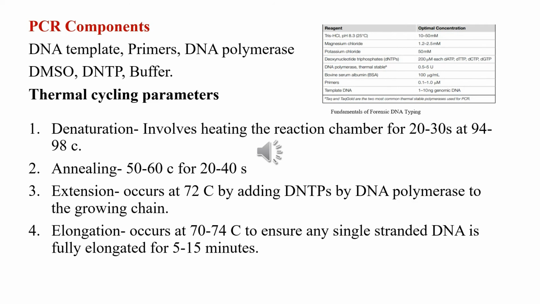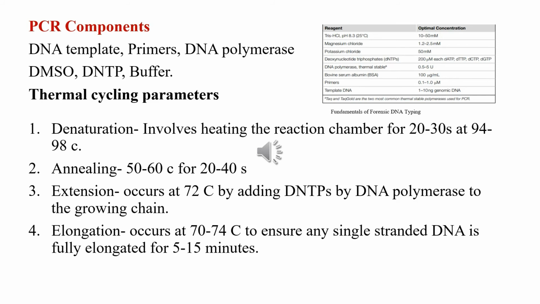The next is thermal cycling parameters. There are different thermal cycling parameters and they can be chosen according to the hybridization properties and annealing of the template strand to the primer. The amplification process takes place inside a thermal cycler. After adding all the reagents along with the DNA, the PCR process takes place inside a thermal cycler with suitable temperature. There are different steps in a PCR reaction: denaturation, annealing, extension, and elongation.